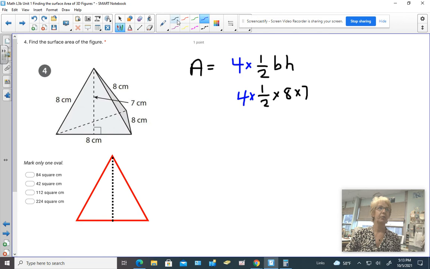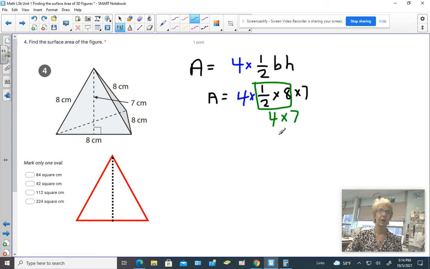All right, when you get to this point, you have the option of multiplying in any order. Commutative property states that you can multiply these in any order. So some people might actually choose to take half of 4. But I think I like the idea of figuring out what the area of one of the triangles would be, and then we'll apply it to the idea that we have 4 of those. So if we take half of 8, that would be 4. And if we multiply that by 7, we would get 28.